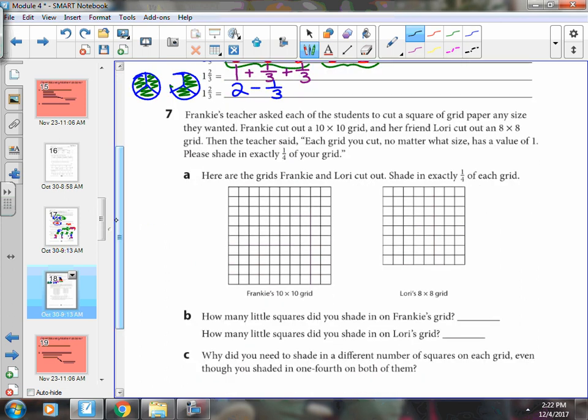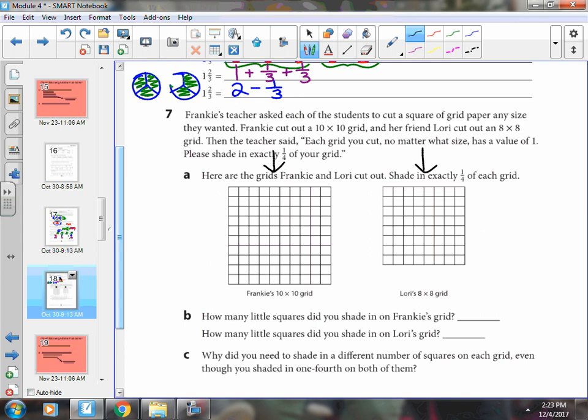Number 7, Frankie's teacher asked each of the students to cut a square of grid paper any size they wanted. Frankie cut a 10 by 10 grid, that's this one, and Lori cut an 8 by 8 grid. Then the teacher said, each grid you cut, no matter the size, has a value of 1 whole, right? If you have 1 whole cookie, and then another person has one of those gigantic cookie cakes, right? And it's like a huge cookie, they have a whole cookie as well. They're different because they're different sizes. So they can each be a value of 1. It just sort of depends on what you start with.